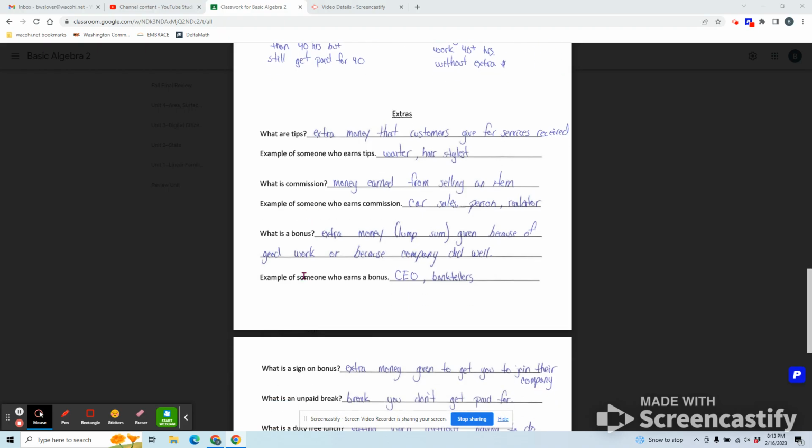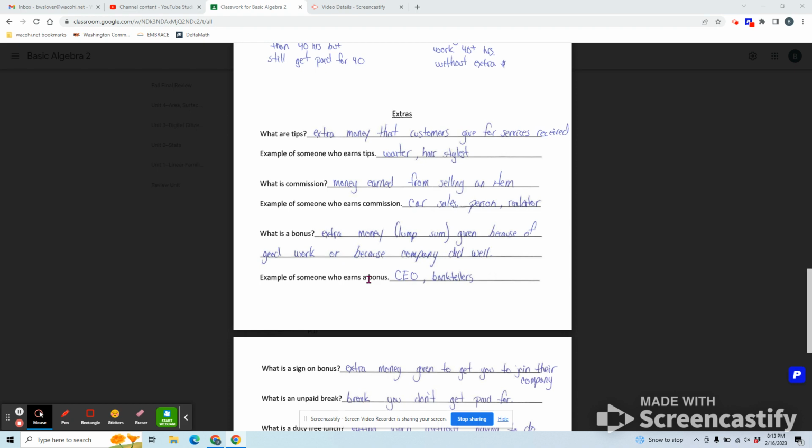And then you could also see a bonus. So a bonus is extra money or a lump sum of money that is given because of good work or because a company did well. The most common examples are CEOs. They tend to get bonuses. You can always think of the high-profile ones that work for Apple or banks. They get millions of dollars in bonuses.